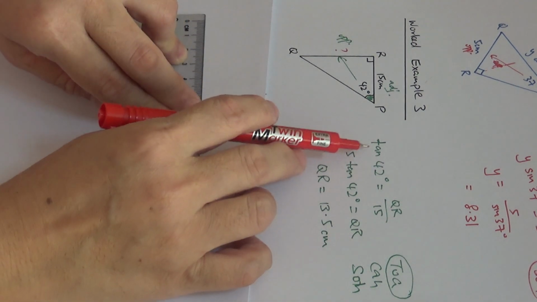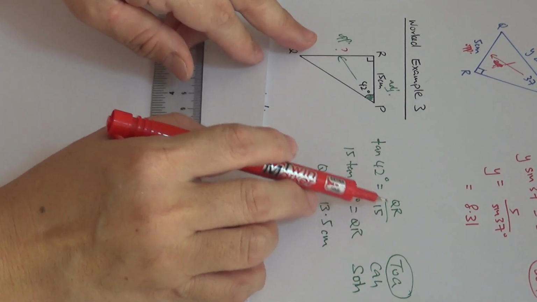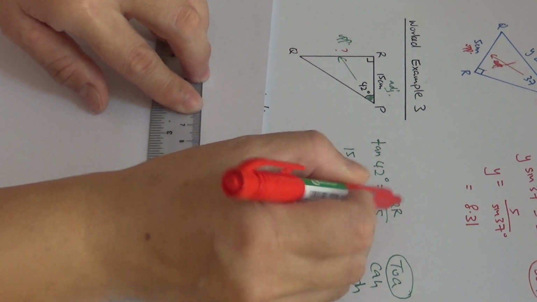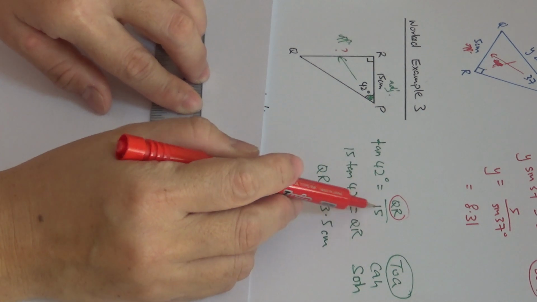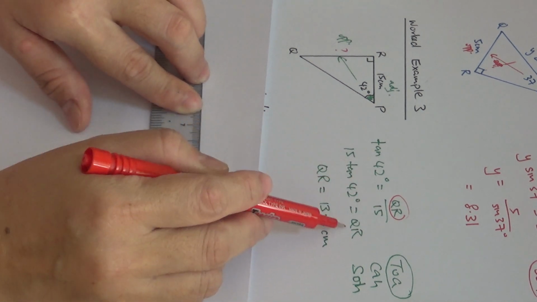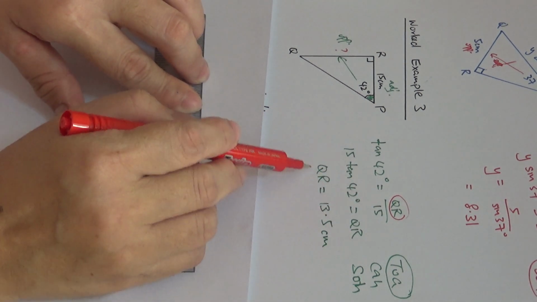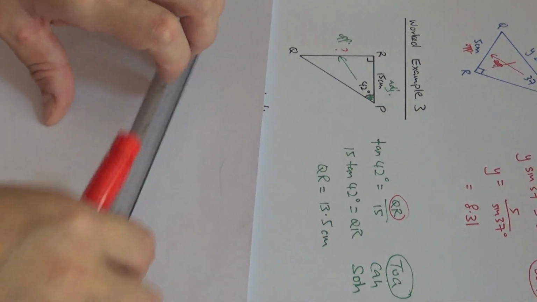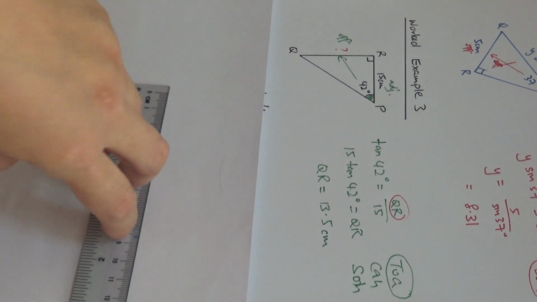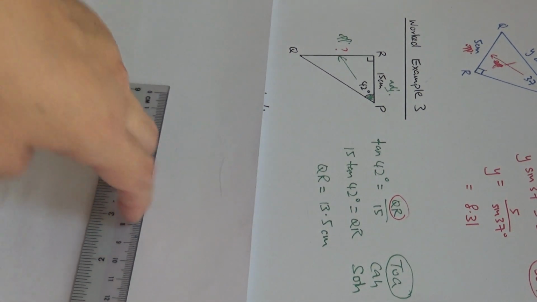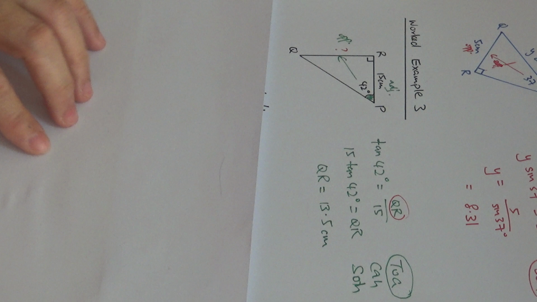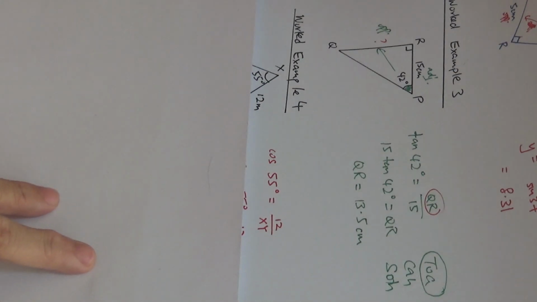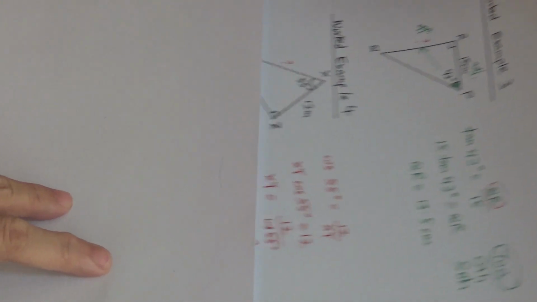Okay, so tangent 42 is opposite, which is QR, over adjacent, which is 15. I am finding out QR. So you move 15 over, finding QR, you key in the calculator, you'll get the answer as 13.5 cm. Ensure that your calculator is in the degree mode before you key in the calculator. That is your example 3 of your page 197.